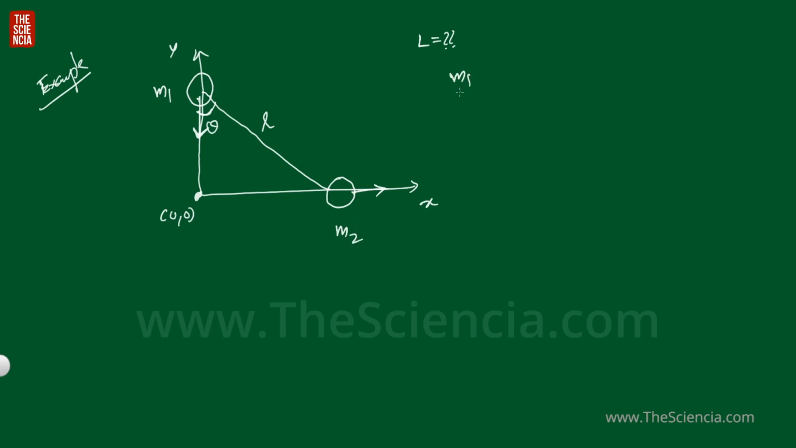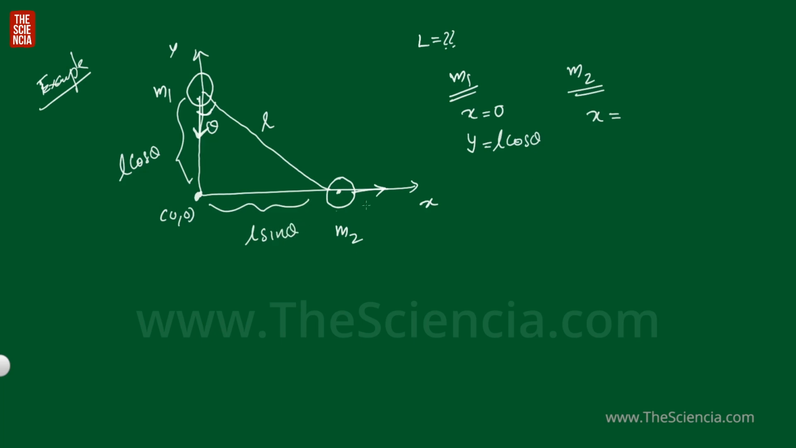So I am taking m1 first. So what is the x value corresponding to m1? That is 0. Okay. It is at the y axis. So this is 0. And what is the y value? The y value is this one, right? That is L cos theta. So y equal to L cos theta. Now I am considering the second particle, that is M2. This is the M2 particle. So for M2, what is the x value? X is this one, that is L sin theta.